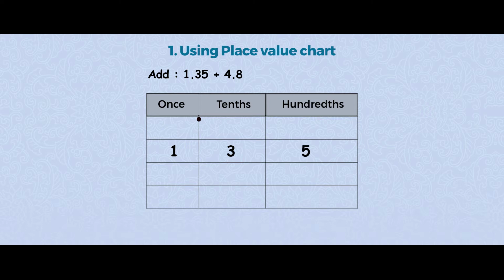And then below that, we're going to insert the next addend, that is 4.8. 4 insert under the ones, and then 8 under the tenth. Now, let's add. To add, it's obvious that we begin from the right hand, from the hundredth. On the hundredth column, we have 5 plus 0, that gives you 5. On the tenth column, you have 3 plus 8, that gives you 11.